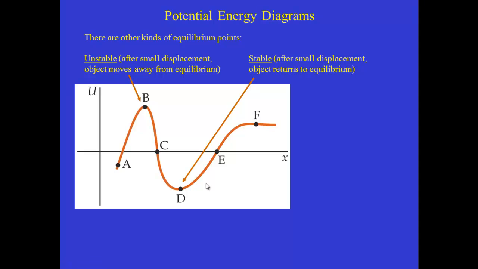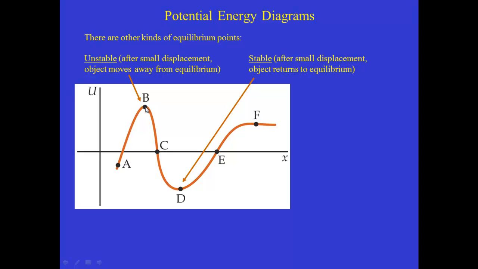What about point B? This is interesting because, of course, the slope is 0, which means it's an equilibrium point. But imagine now moving it a little bit to the right. If it moves in a positive x direction from point B, the slope is negative, which means the force is positive. So if we push it to the right from point B, the force is in the positive direction, which makes it want to keep going. The same way it works if we move it a little bit in the negative direction from point B. The slope is positive, which makes the force negative. So if we push it to the left, the force makes it keep on going to the left. And that makes point B an unstable equilibrium point.